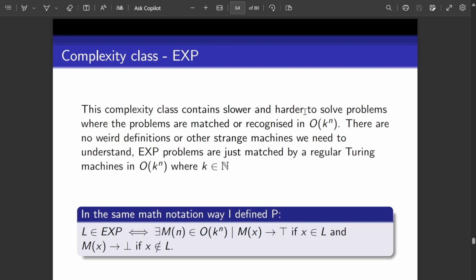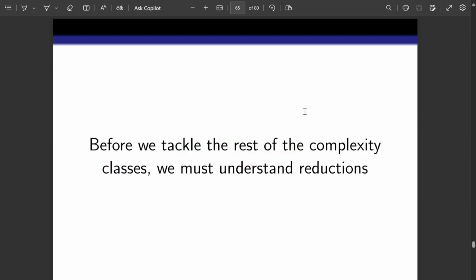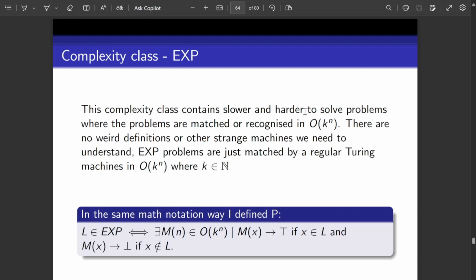Right, so in the same maths notation way I defined P, L is in EXP if there exists a machine that takes an input of n and is in O of k to the n, such that M of x maps to true if x is in L, and M of x maps to false if x isn't in L. And that's literally all you need to know for EXP.